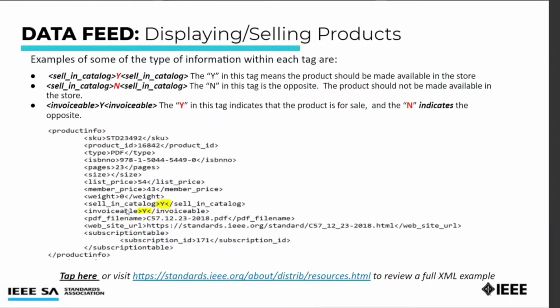The Y in the Invoiceable tag indicates that the product is for sale, and an N would indicate that the standard should not be sold but is available at no cost. Again, you may visit this link for a full view of sample XML.